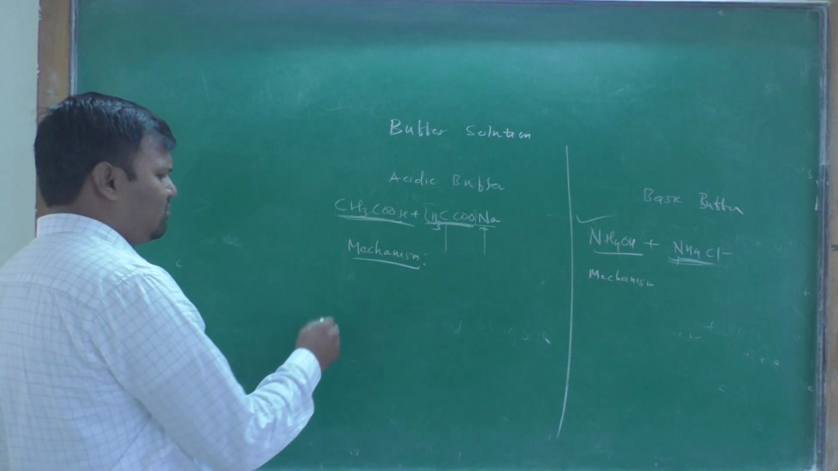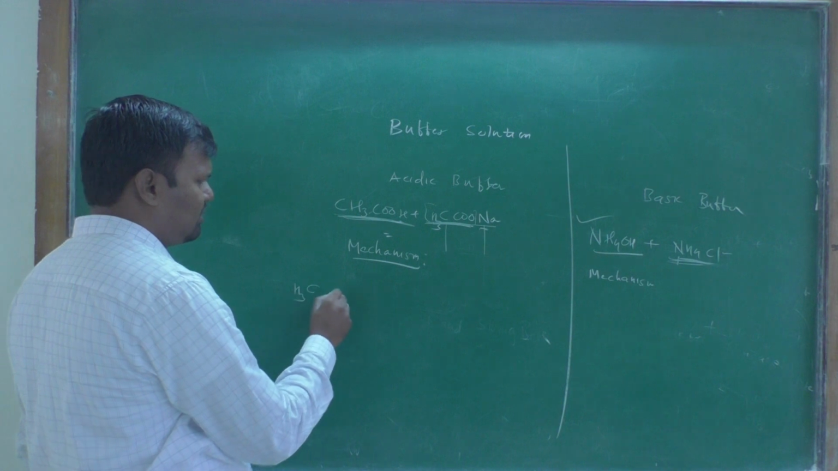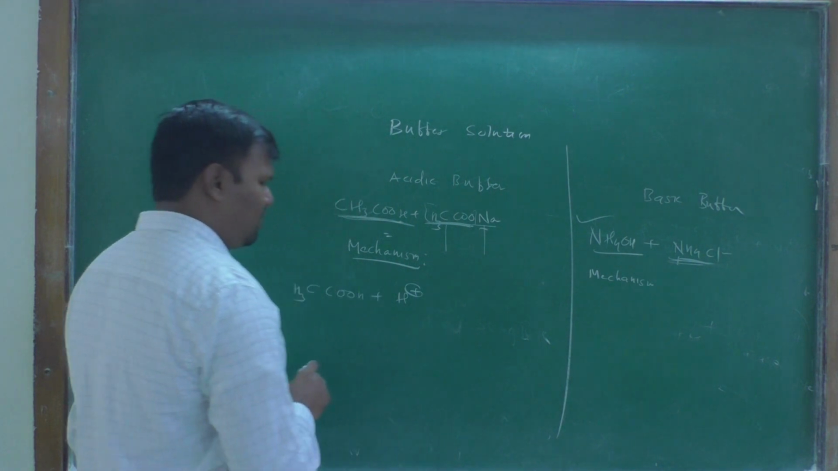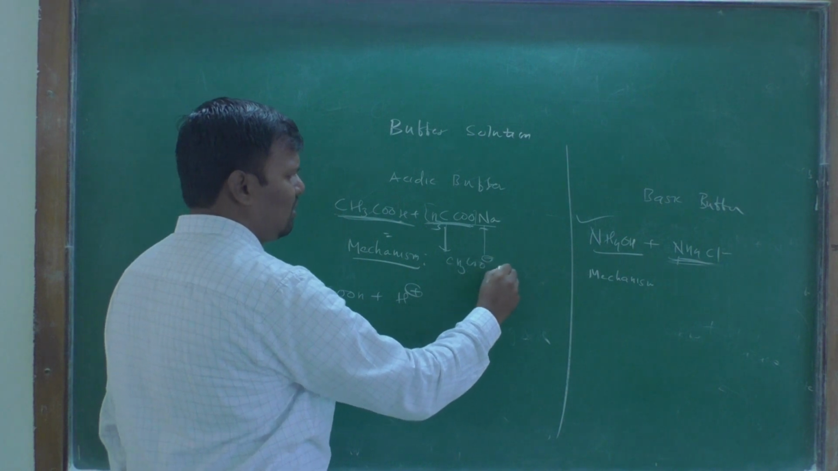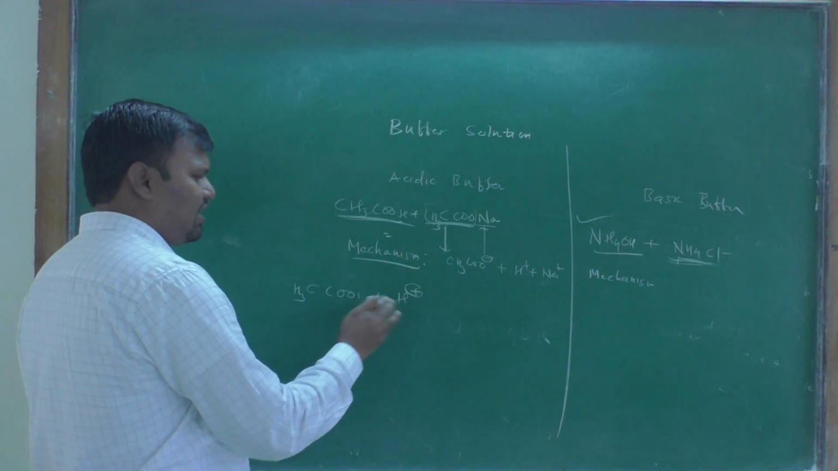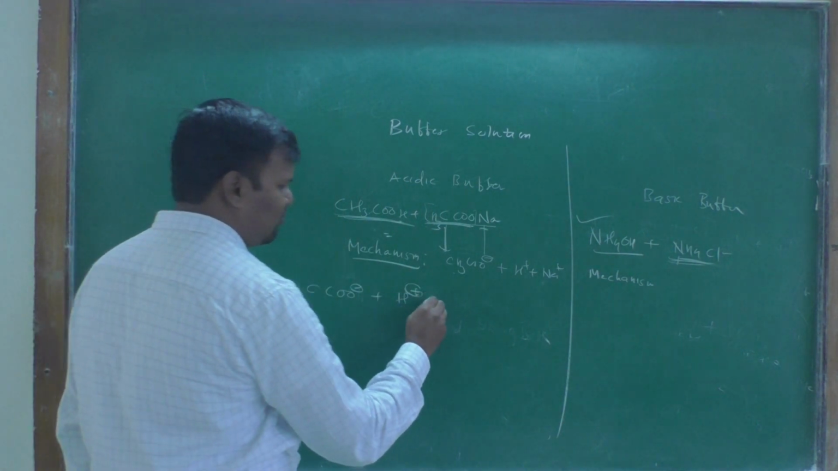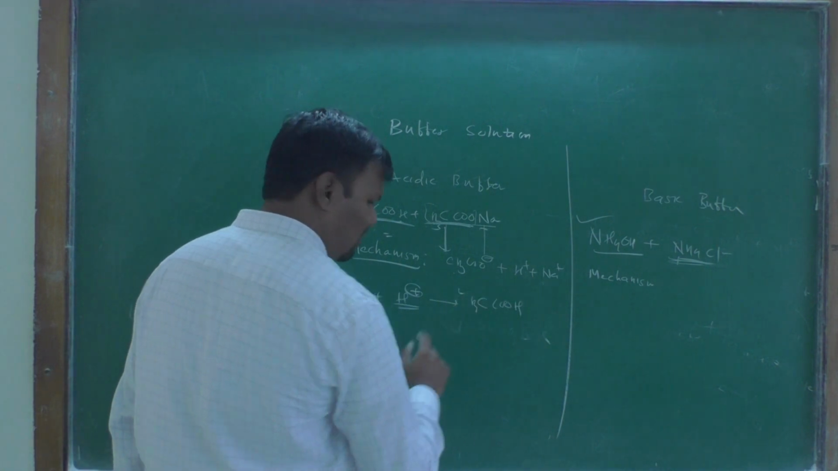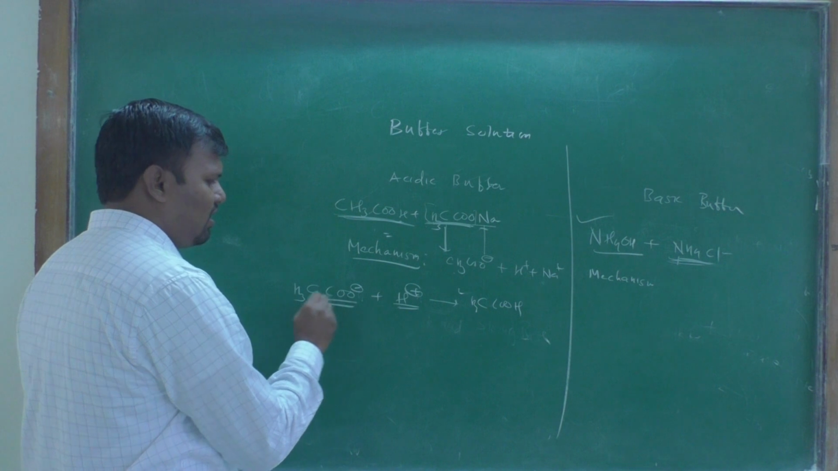We can explain it by this mechanism. Okay, suppose to this solution you add a small amount of H plus ions. In this solution CH3COO minus is present, plus H plus is present, and Na plus is present. If you add a small amount of H plus ions, the CH3COO minus, which is a strong base already present in the buffer solution, will react with these H plus ions, and this H plus will get neutralized.